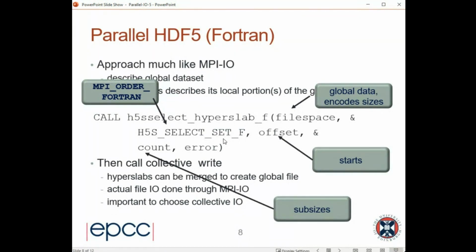When I originally wrote my benchmark for MPI-IO, and then converted it to use HDF5, I had all the data lying around. Then you have to call a collective write, and again, these hyperslabs can be merged to create a global file. And the same thing with the collective, you have to make sure there are multiple write calls, but you should use the collective write call. And in HDF5, the actual file I/O is done through MPI-IO, and you'll see that, hopefully, from the modules.